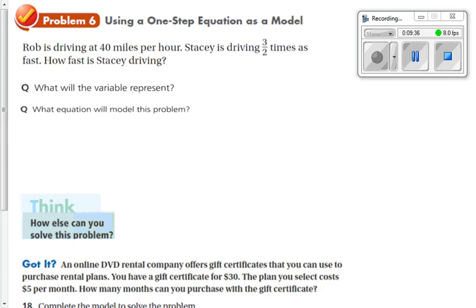All right, and last problem, using a one-step equation as a model. Here it says that Rob is driving at 40 miles per hour and Stacy is driving 3/2 as fast. How fast is Stacy driving? Well, I see an equal sign, an equation right here. Stacy is driving 3/2 as fast, and I'm going to assume as fast as Rob, right? So I'm going to say Stacy equals 3/2 times R.